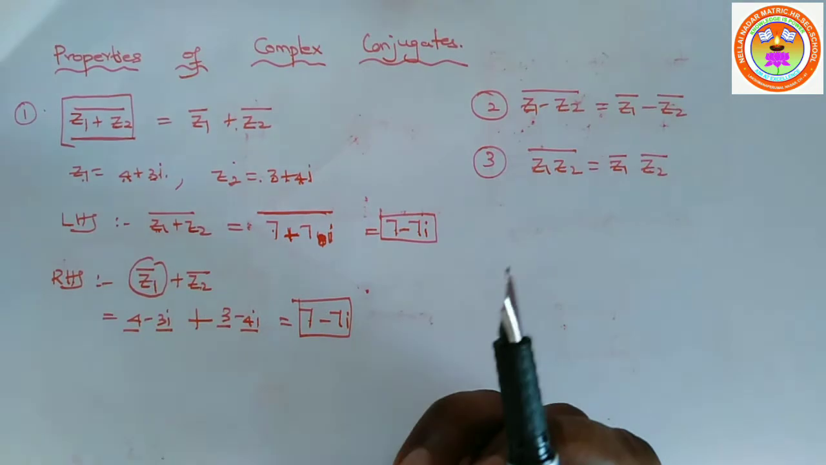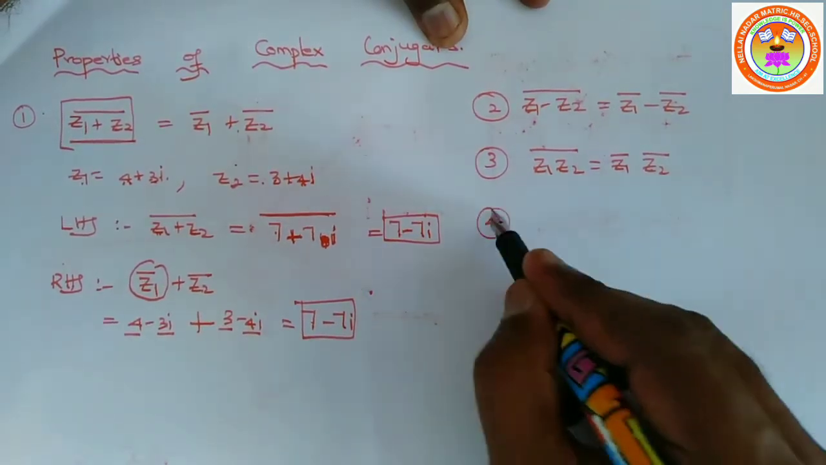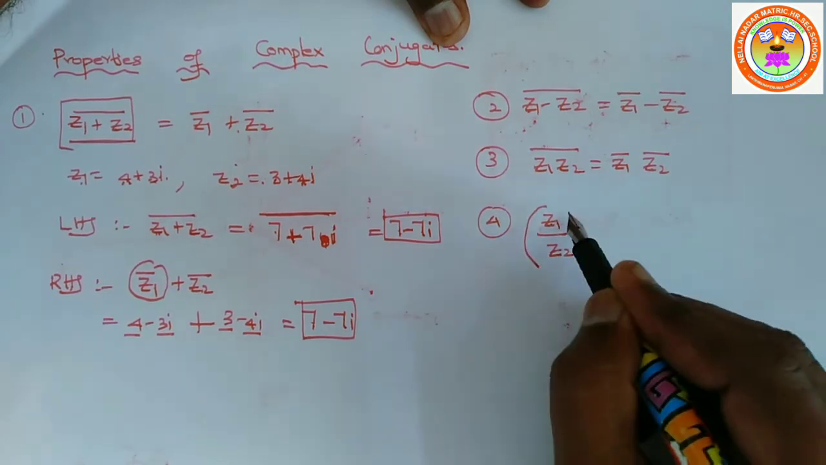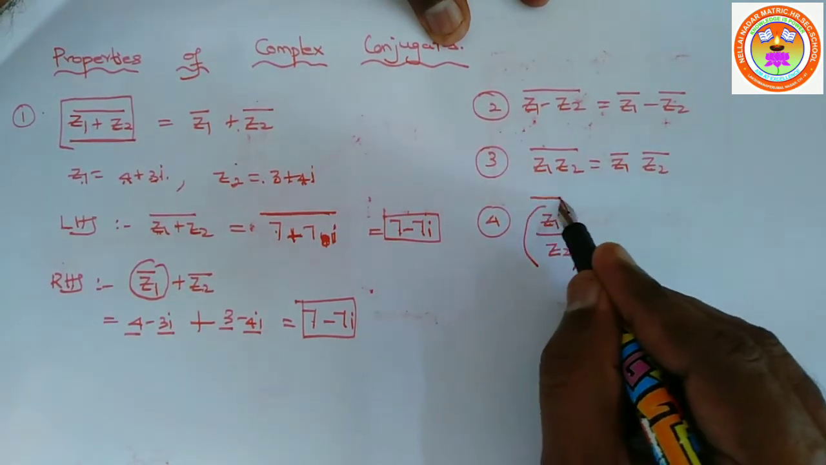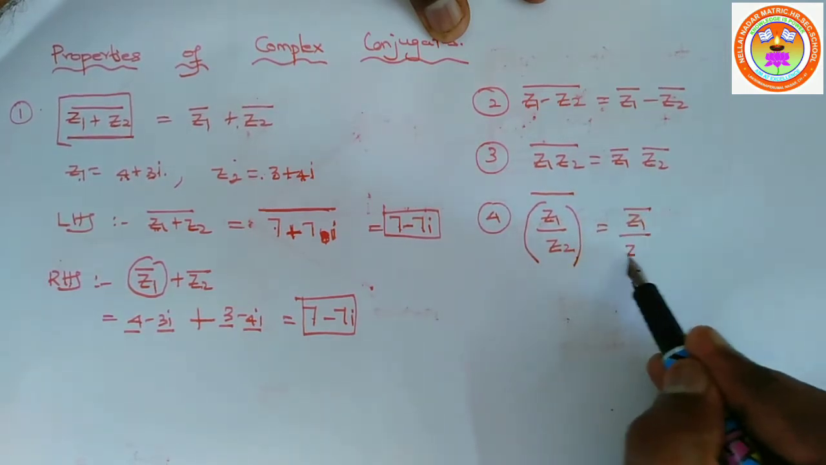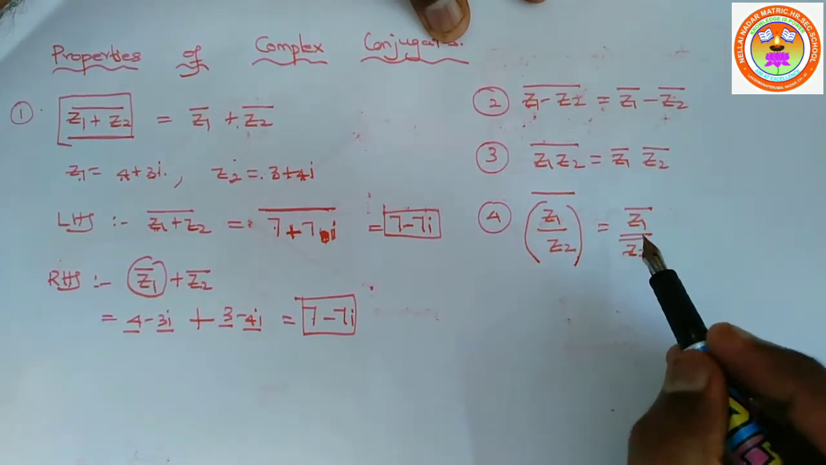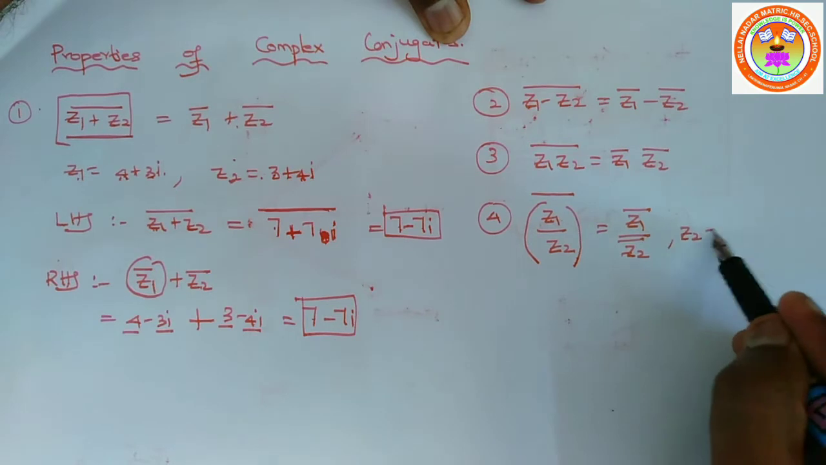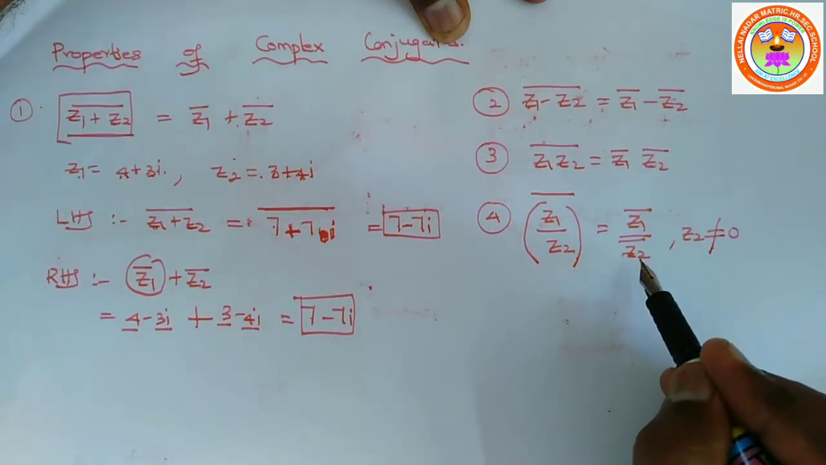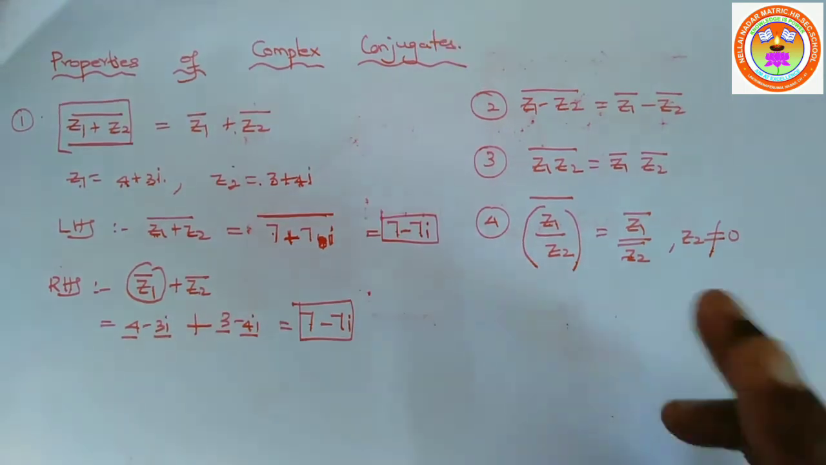So the fourth property is z1 divided by z2. In division, the whole bar, that is only one bar, I can write as z1 bar divided by z2 bar. The only condition is z2 is not equal to 0. It should not be 0. If it is 0, then what will happen? It will become infinity. So this is the only condition.